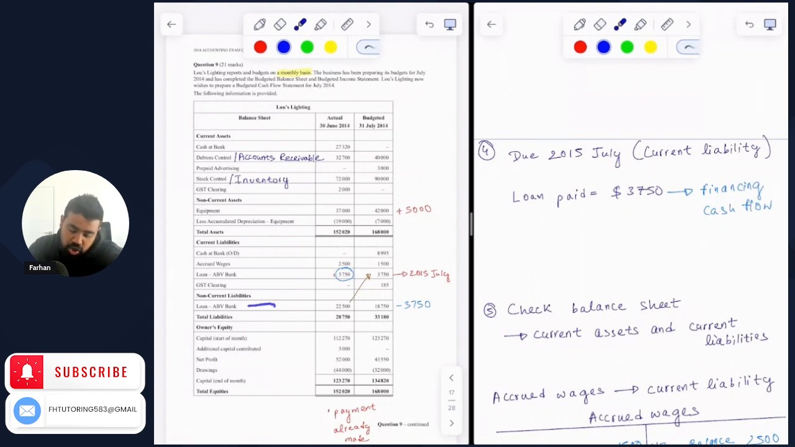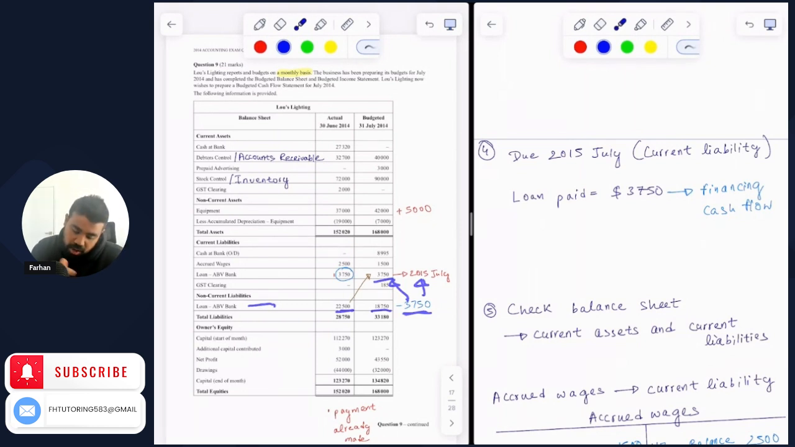So at the end of 30 June 2014, we had $22,500 as the balance for this non-current liability, but at the end of 31 July 2014, we expect to have $80,750. The reduction of $3,750 is what we look forward to paying next year, which is July 2015. That is why this reduction of $3,750 is reported here as a current liability, which is due in the next 12 months, in July 2015.